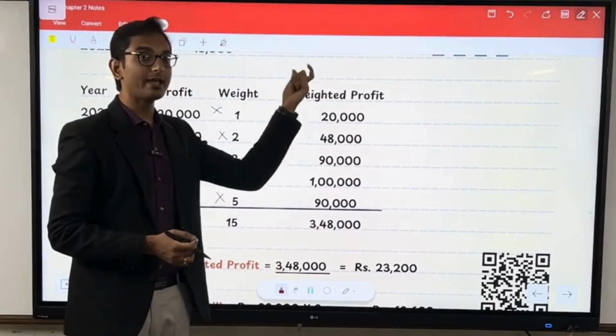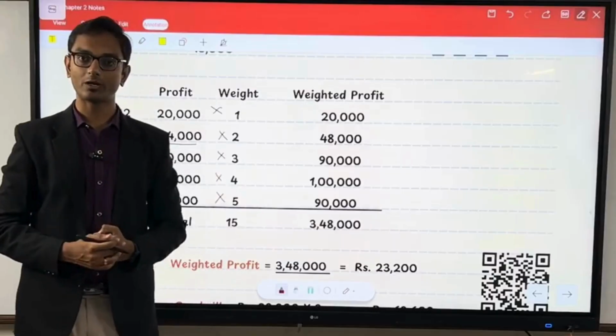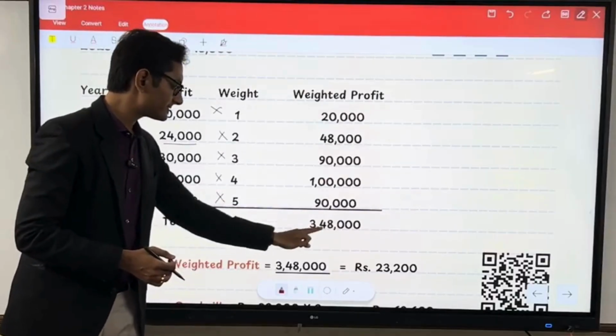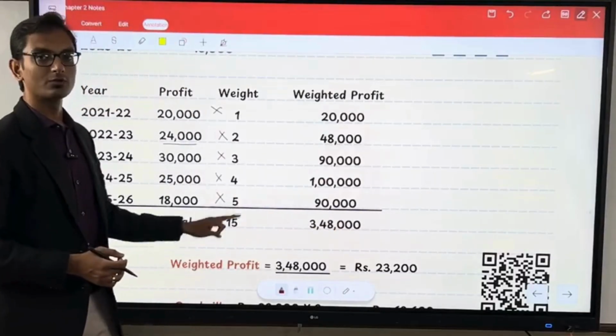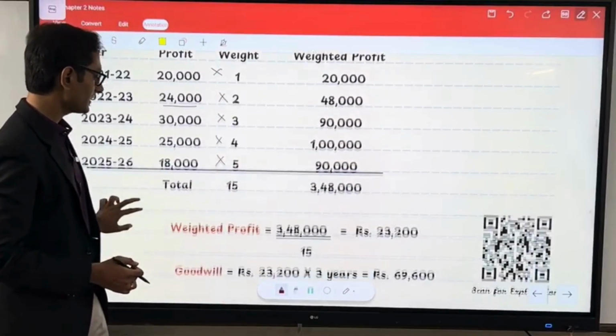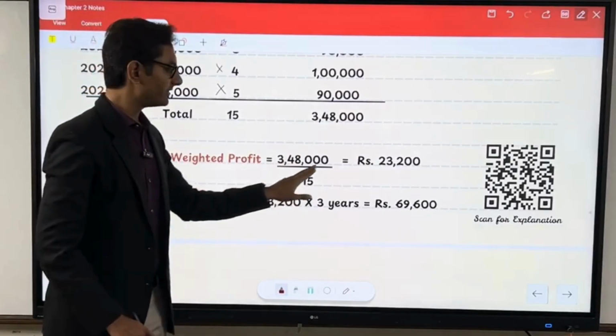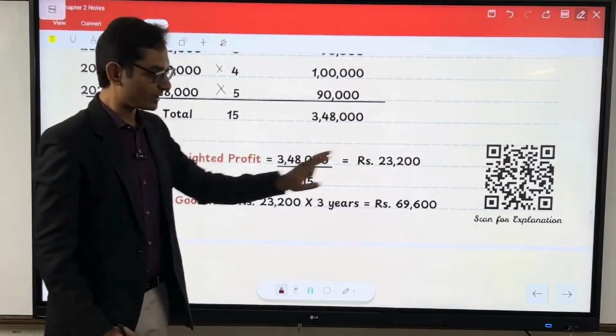So in this way every year's weighted profit will be found out, and then we need to do the total of weighted profit, that is 3,48,000, and the total of weight, that is 15. Now weighted average profit is equal to 3,48,000 divided by 15, you will get 23,200.